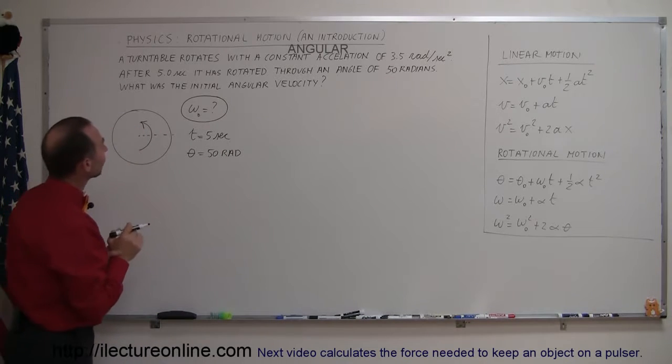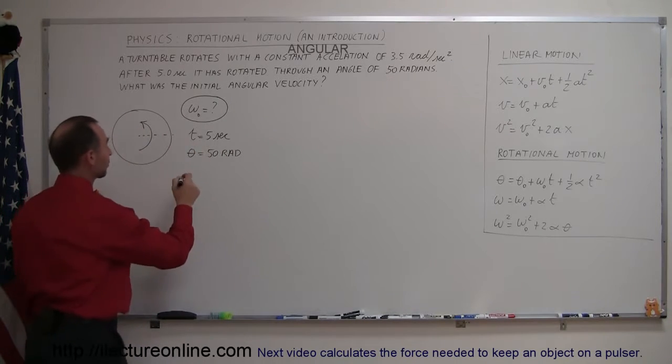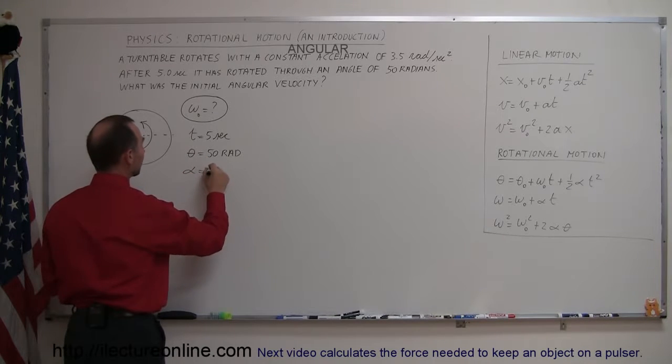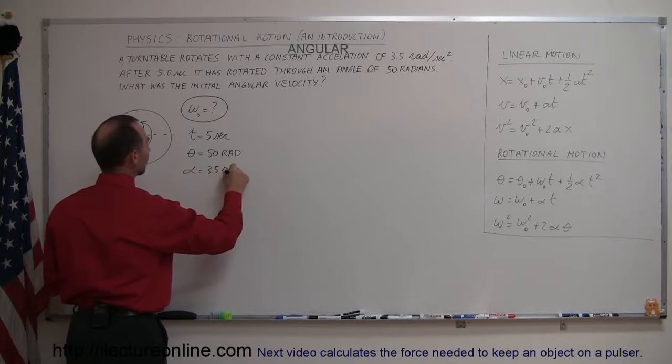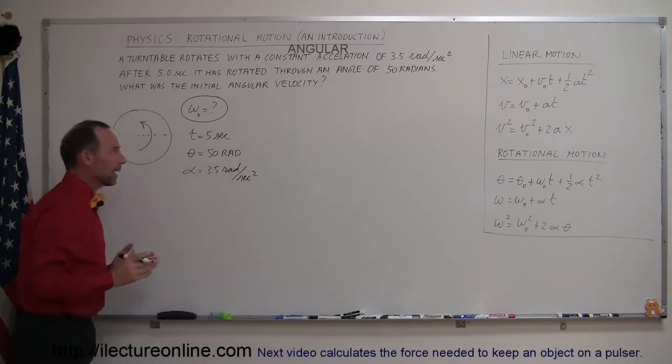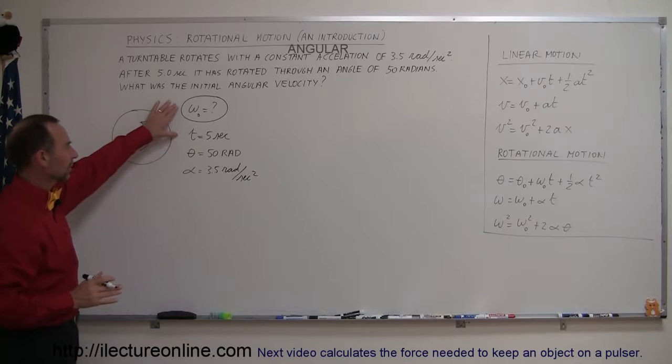Okay, what else do they tell us? They do give us the angular acceleration. It has a constant angular acceleration of 3.5 radians per second squared. Okay, so this is given, that's what they're asking for.